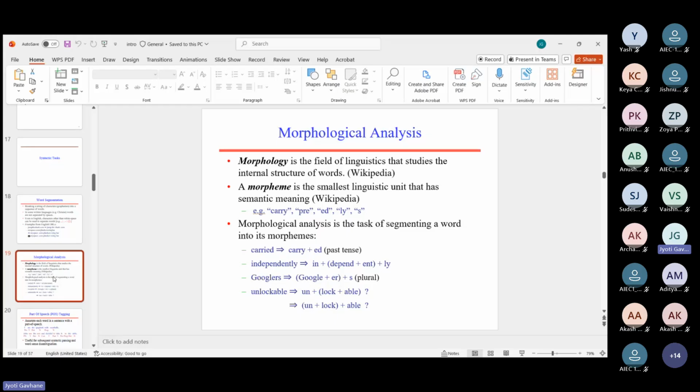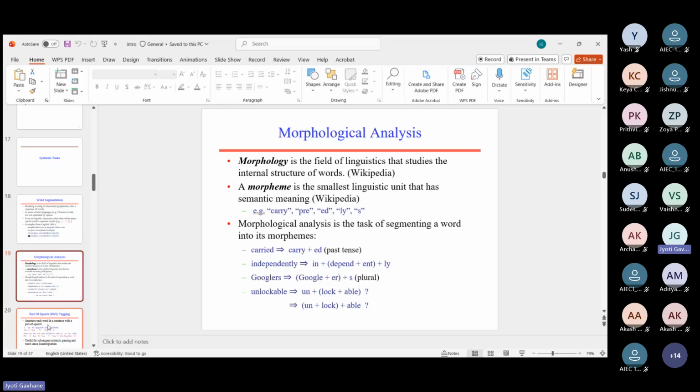Now unlockable, again the same example. Either you will say unlock and able, or you can say un and lockable. So based on this, how you are going to differentiate the morphemes, and these smallest linguistic units play a very important role, though they have no meaning in the standalone form.